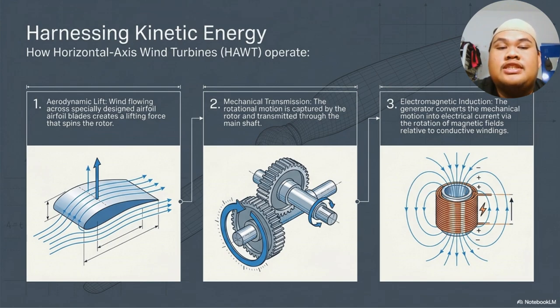Second, mechanical transmission. Next, that rotational movement is captured by the rotor and goes straight into the main shaft and gear system. Third, electromagnetic induction. Finally, the generator takes over. The mechanical motion rotates the magnetic field inside, which successfully generates electrical current. So, from just a simple breeze, we get clean, usable energy through smart engineering.